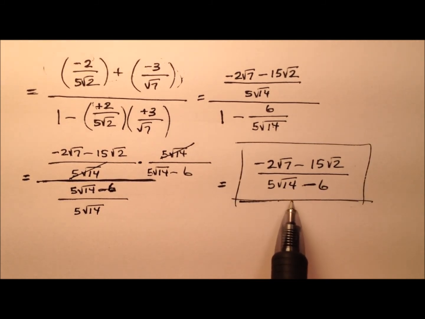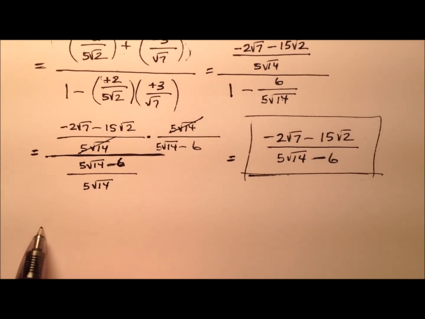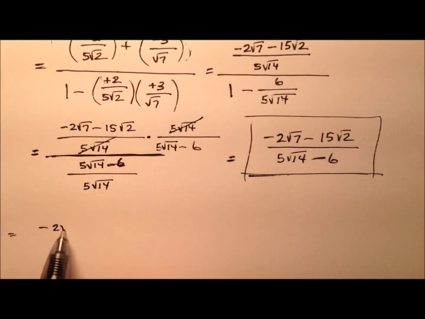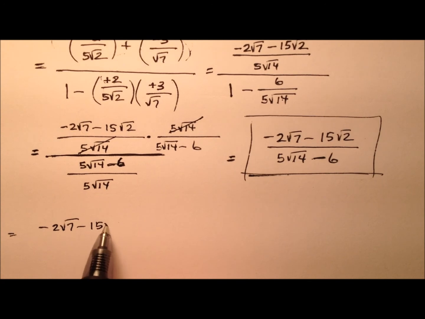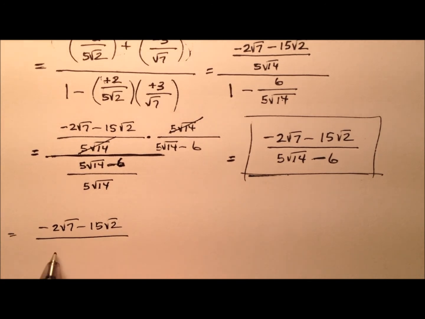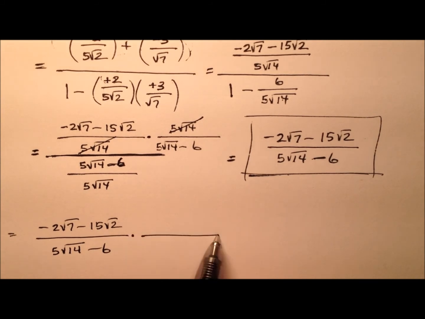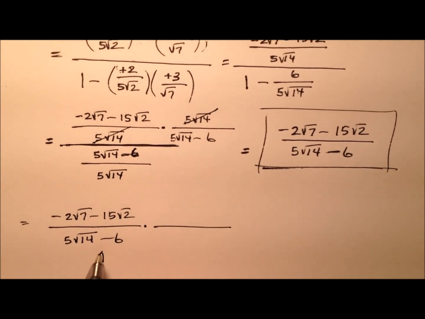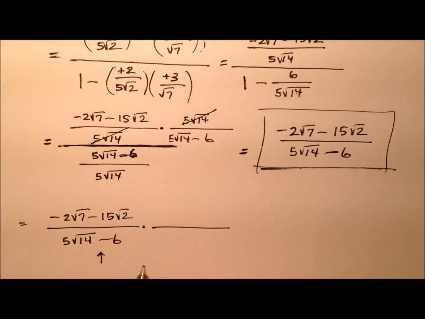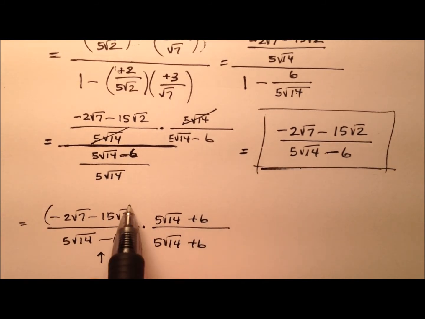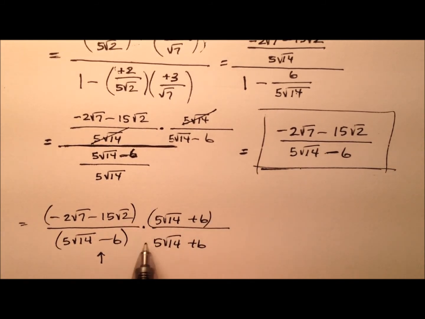If, however, the radical in the denominator bothers you, and you would like to rationalize this, let's go ahead and do so. And so this process, we're going to multiply the top and bottom by the conjugate of the denominator. So we'll multiply by 5 radical 14 plus 6. Okay, so I'll put parentheses around everything, and here we go.